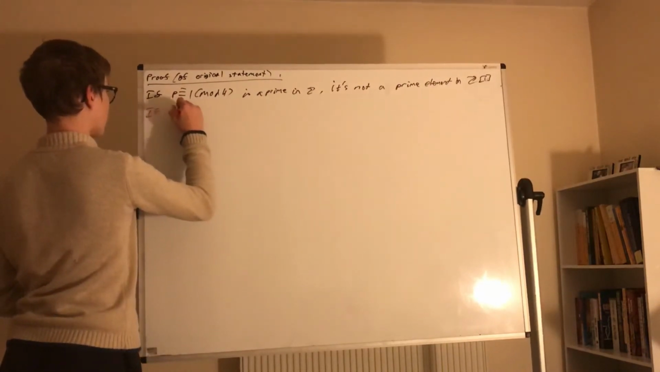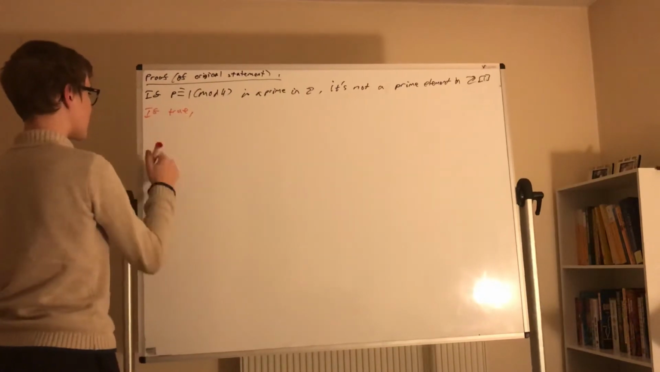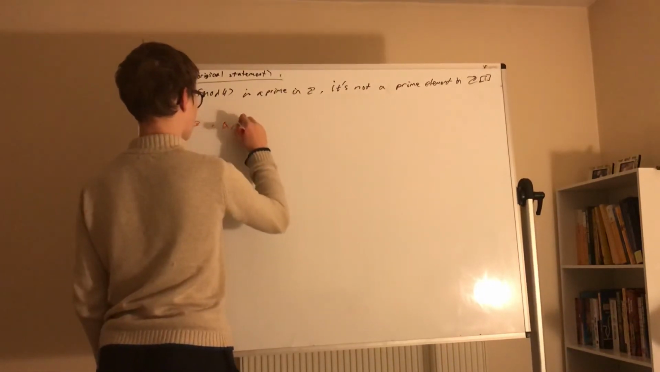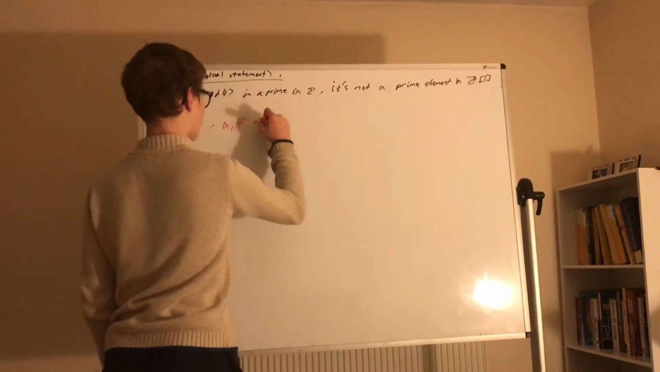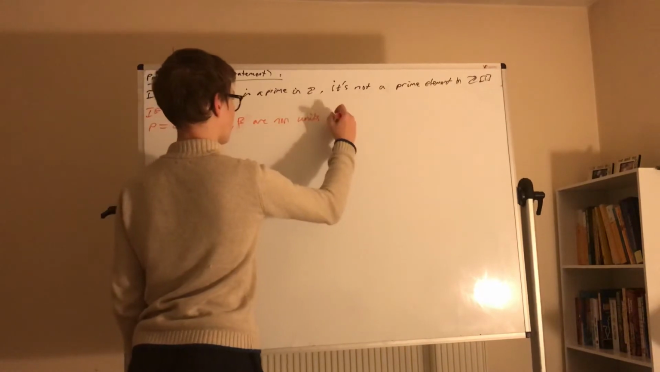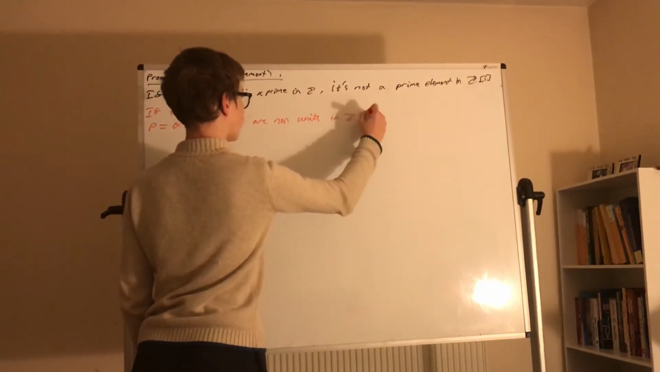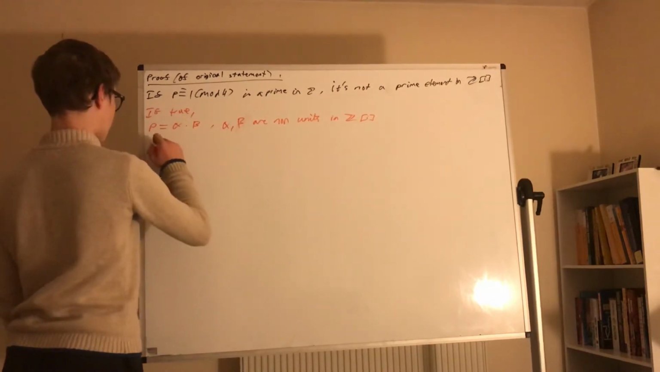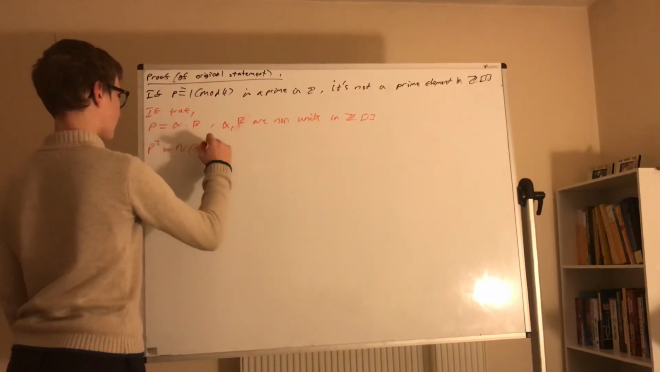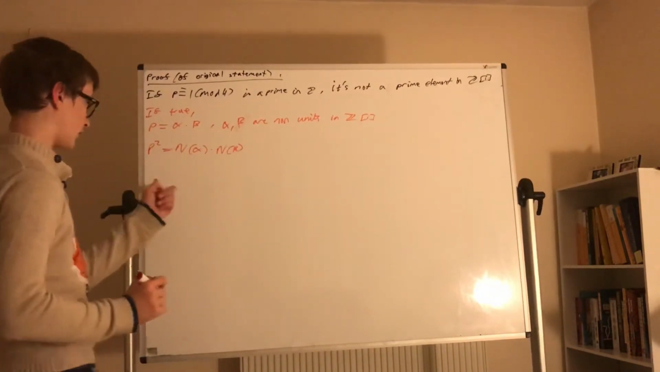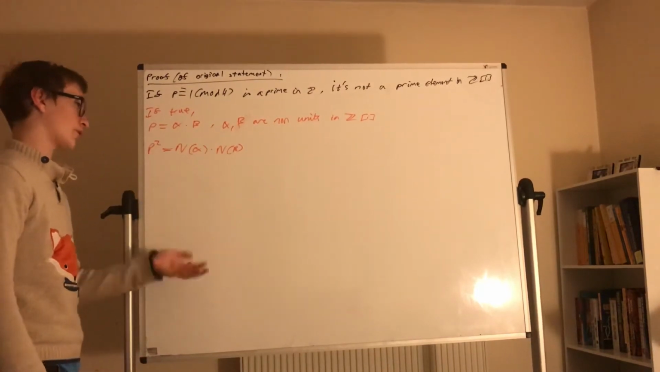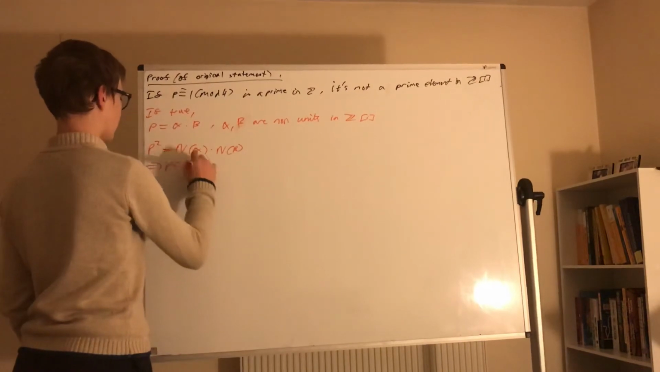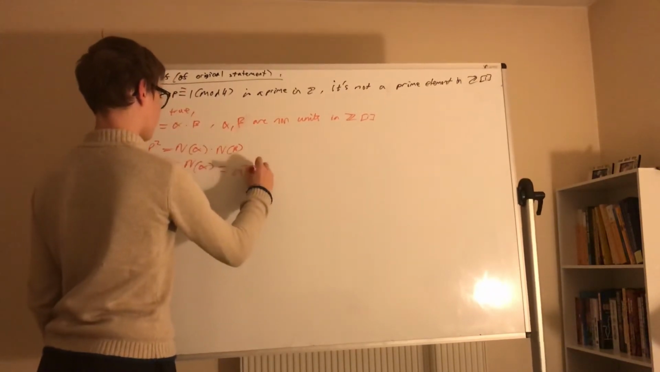If true, p could be written as alpha times beta, where alpha and beta are non-units in the Gaussian integers. And so p squared is equal to the norm of alpha times the norm of beta, because the norm is multiplicative, and of course the norm of p is going to be the magnitude of p squared, which is obviously just going to be p squared because p is a real number. Alright, and therefore p is equal to the norm of alpha, which is equal to a squared plus b squared.